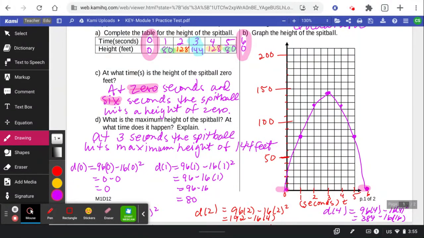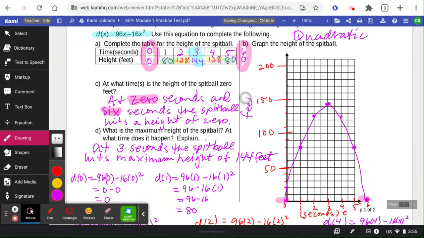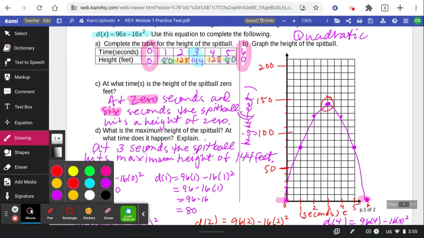And speaking of feet, we forgot to label the side, feet, or height of the spitball in feet. Okay, there's our sentences. How'd you do? And on graphs like this, I do like to label the max. There we go.